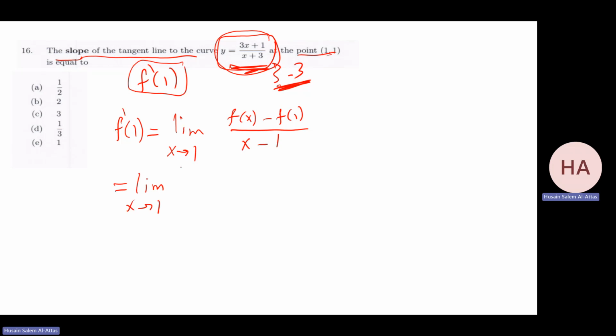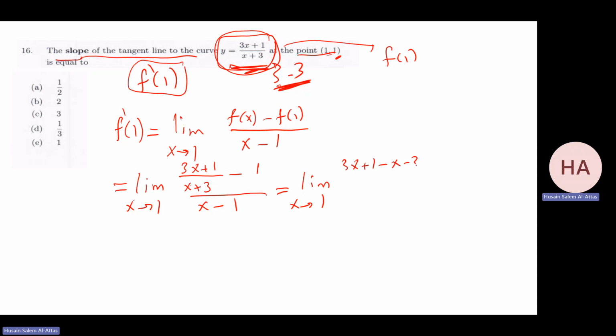So that will be 3x plus 1 over x plus 3 minus what? What is f of 1? F of 1, he gave me it's 1. So this is 1 over x minus 1. Then just a limit. Do its calculation, and that's it. You get the answer. That will be 3x plus 1 minus x minus 3 over x plus 3 times x minus 1. And that limit is x goes to 1.